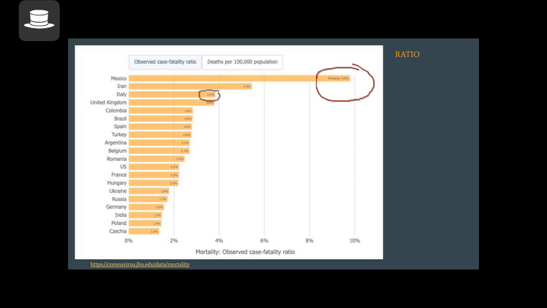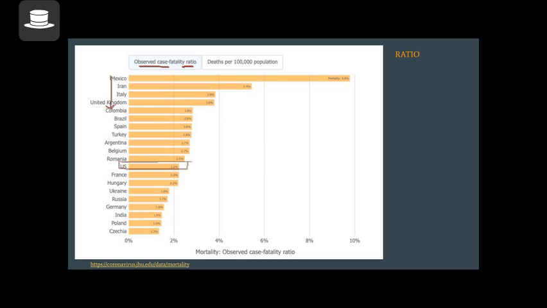And in fact, India, if you look at it, is low. It's 1.5, meaning that for every 100 observed COVID-19 positive cases, approximately 2 people are dying. And the United States is right here, 2.2. So these are the worst hit, meaning that the ratio between the number of cases versus number of deaths is pretty high. Okay, so this is about the ratios.